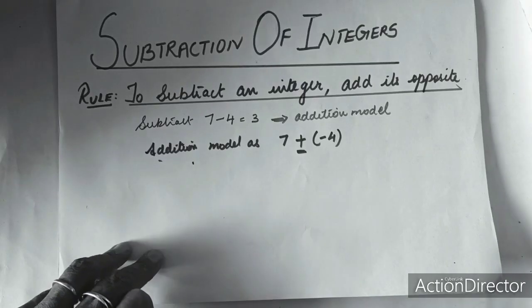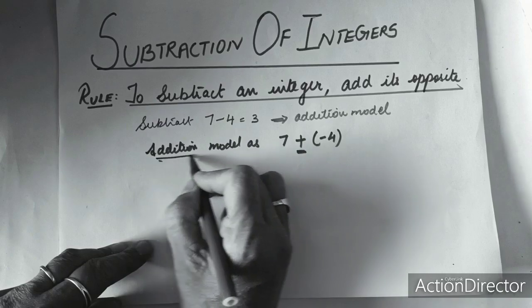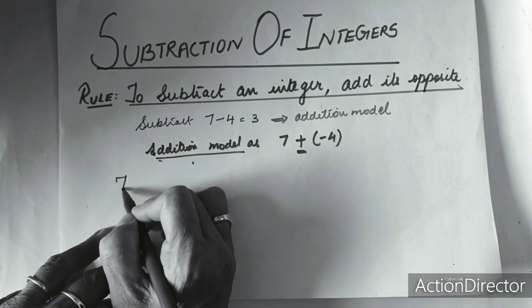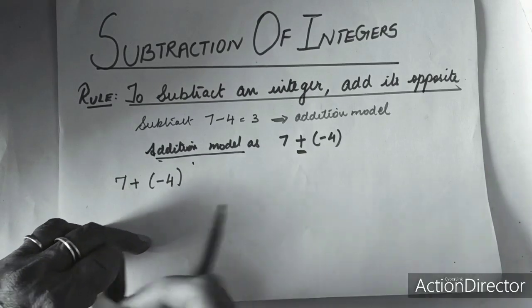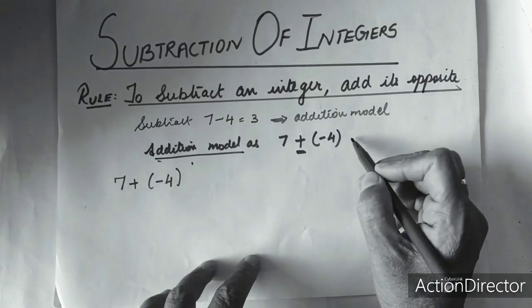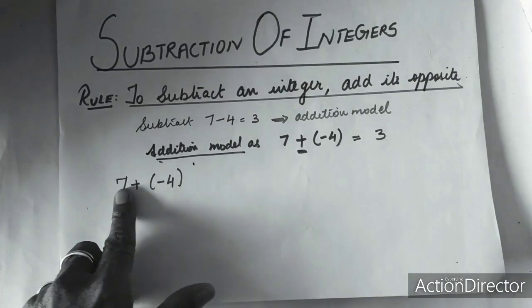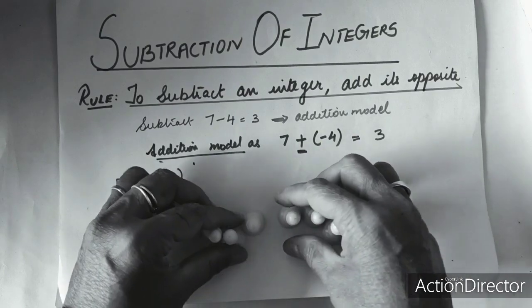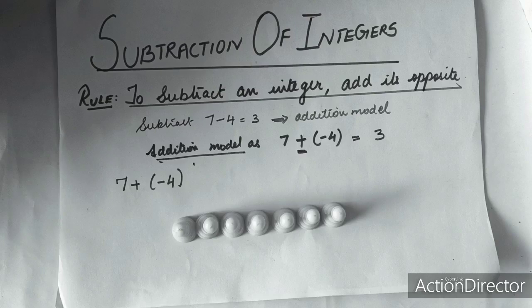Suppose I want to make it as addition model through an activity. Let us take the same numbers, 7 plus minus 4. How to do through this activity? You know the answer is equal to 3. So let us do this through an activity. You are having positive 7. So I am going to keep 7 positive. You are able to see here I kept 7 positive pawns over here.